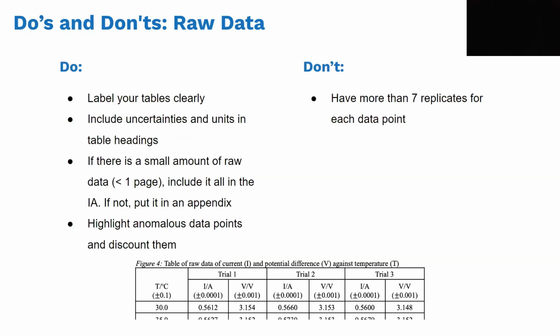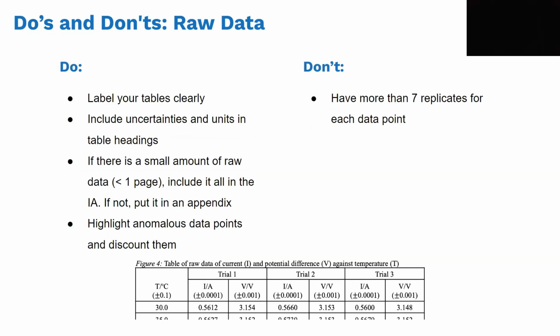Raw data. Do label your tables clearly. You should include uncertainties as well as units in table headings. If there is a small amount of raw data, that is to say less than 1 page, include it all within your IA. If not, put it in an appendix. Do note that this appendix will not be counted within your page count.